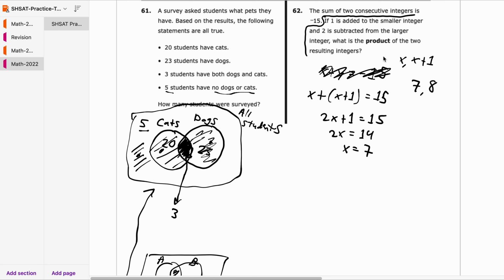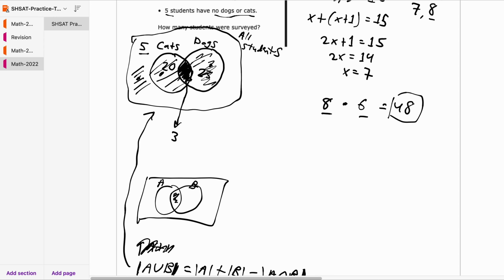If 1 is added to the smaller integer, so that would be 7, so 7 plus 1 would be 8. Right now I'm focusing on this. And 2 is subtracted from the larger integer, so that would be 8 minus 2, which is 6. What is the product of the two resulting integers? So the resulting integers would be 8 and 6, and so the product of 8 and 6 would be 48. Okay, so that would be 62.